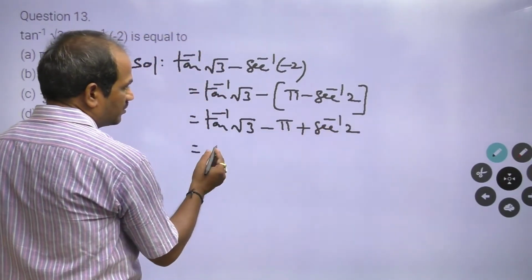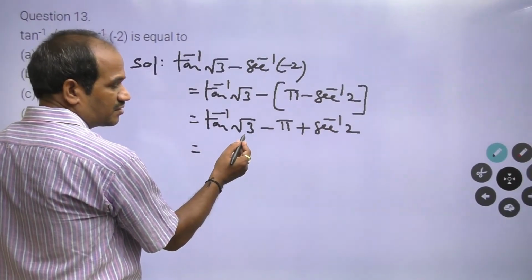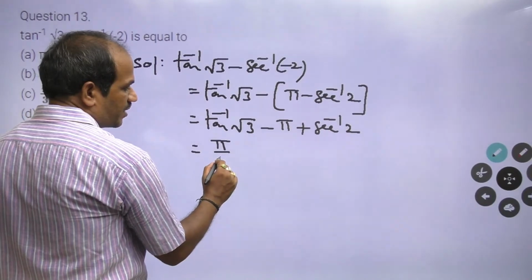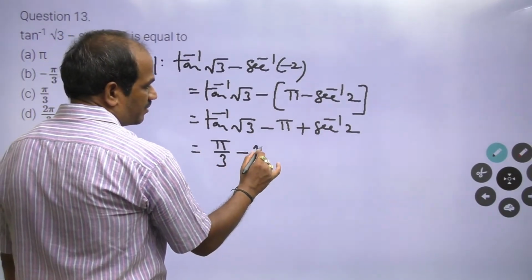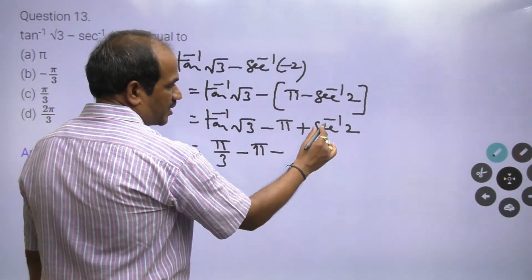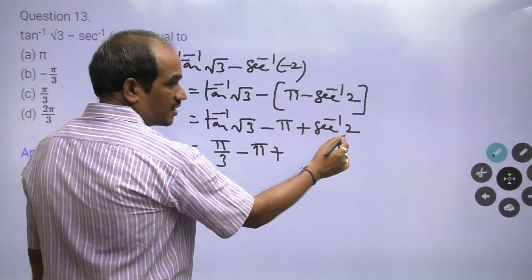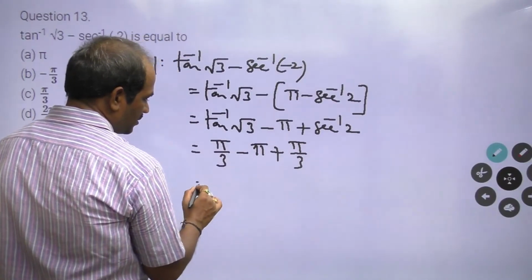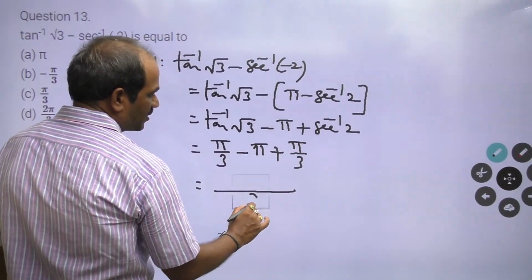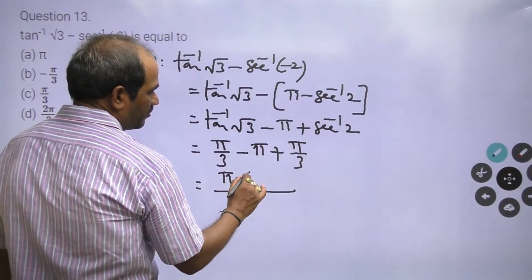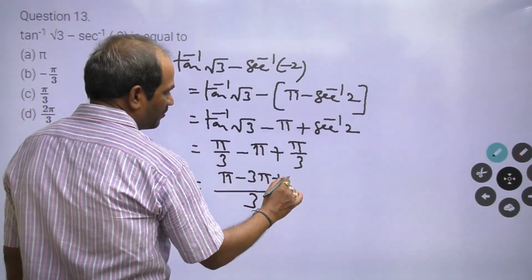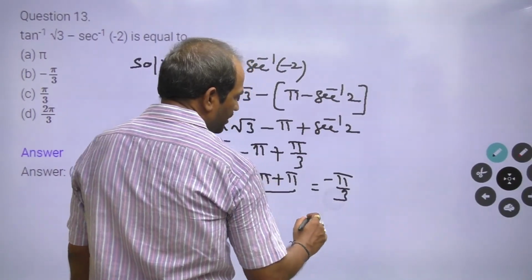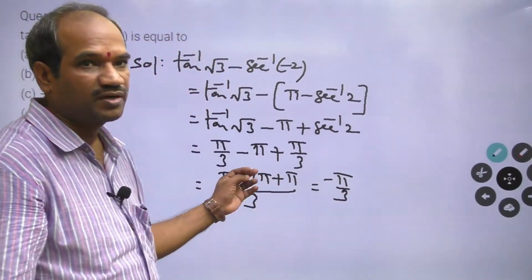So that is tan inverse of √3, which means tan of pi/3, tan 60, so the value is pi/3 minus pi. Next, secant inverse of 2: secant 60 is 2, and secant 60 means pi/3. Take LCM, which is 3: pi minus 3 pi, plus pi. So the total value is minus pi/3, answer. This question was repeated in objective problems.